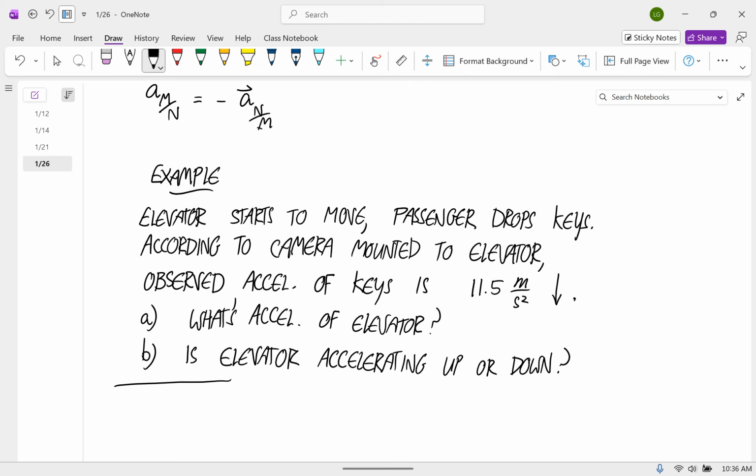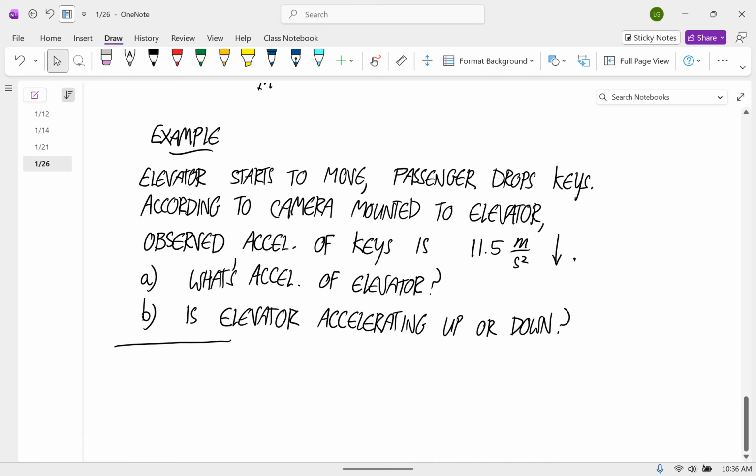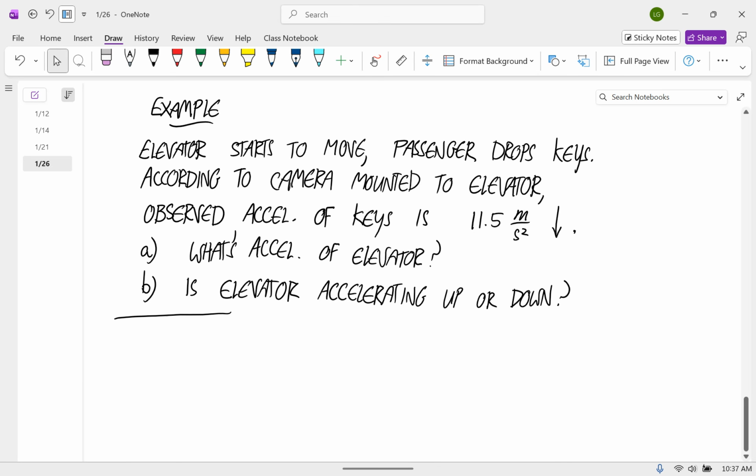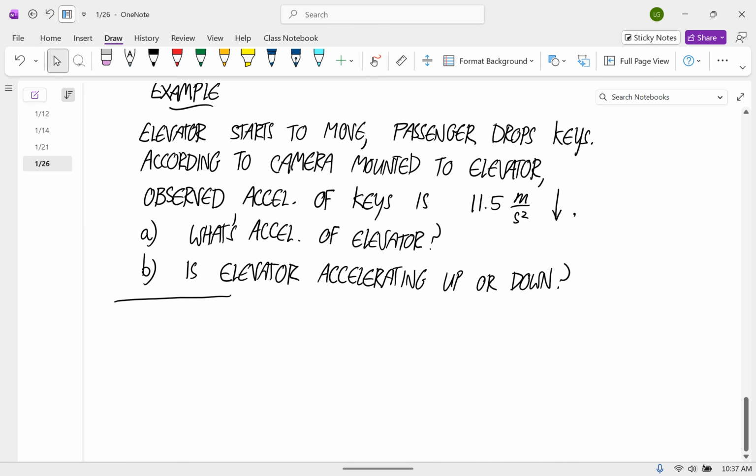Well, if you tried to do Newton's second law based on that 11.5 meters per second squared down, Newton's law would not appear to hold because the camera mounted to the elevator is a non-inertial coordinate system. So if you want to use Newton's laws, you need to correct for that. We're sort of asking a different question here. We're asking something about the acceleration of the elevator.